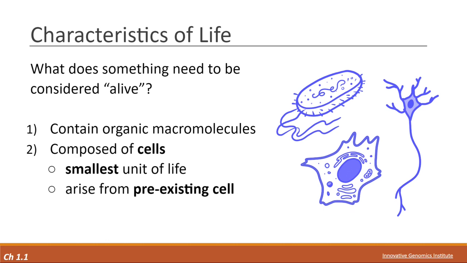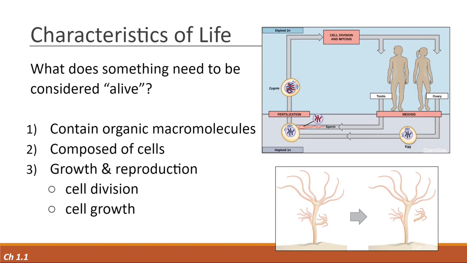One of the things that we have come to understand is that life comes from life. In other words, these cells don't just arise spontaneously, but they actually come from other pre-existing cells. So part of that means that not only do individual cells grow, but they also divide, and then we can grow as an organism. So part of life is growth and reproduction.